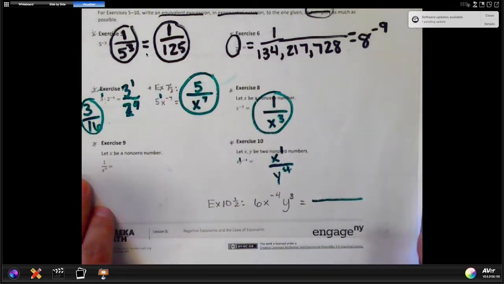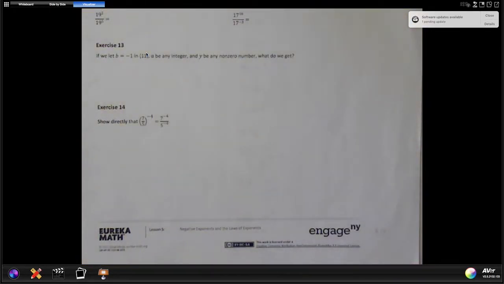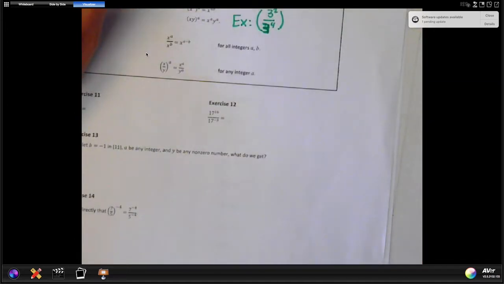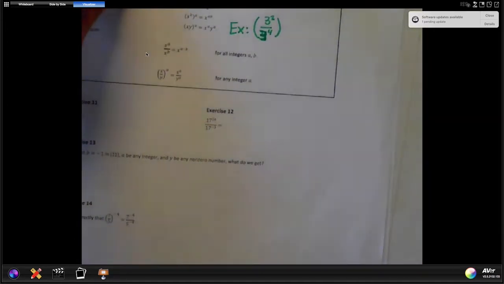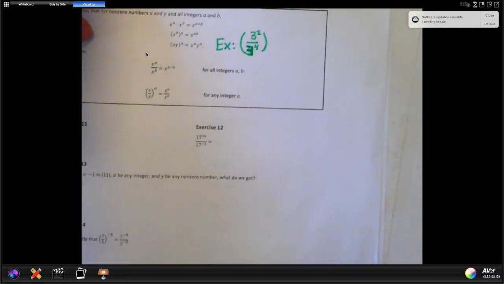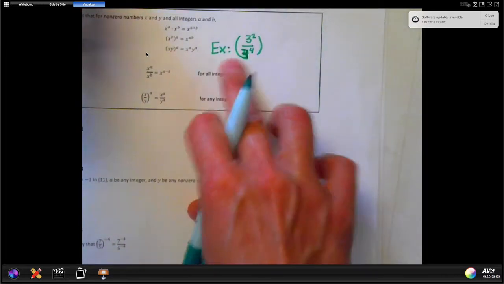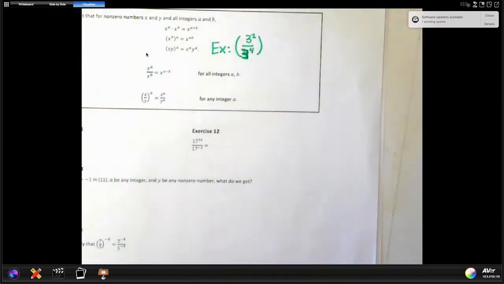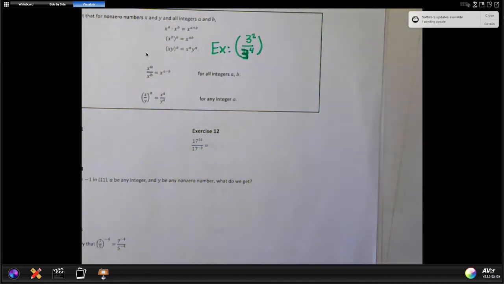But we do need to move on to our last concept, which is on page 19. We're going to write our own example in at the top like we usually do. The example I'll have you write in here, at the top somewhere, is 3 to the 2nd power over 3 to the 4th power. And what we do with this.